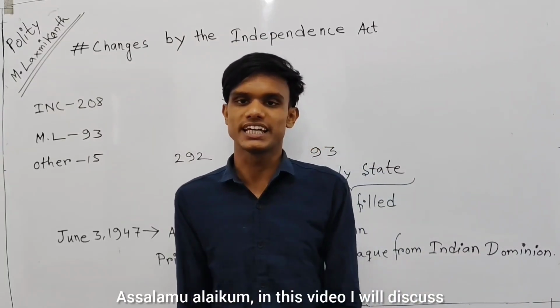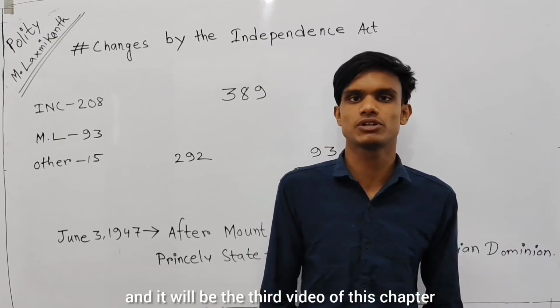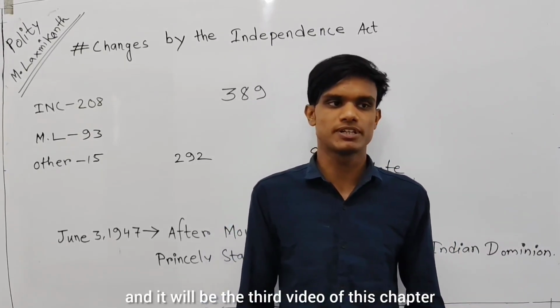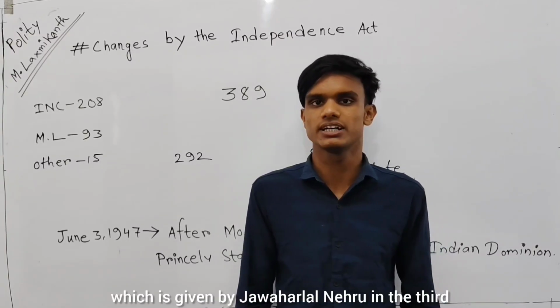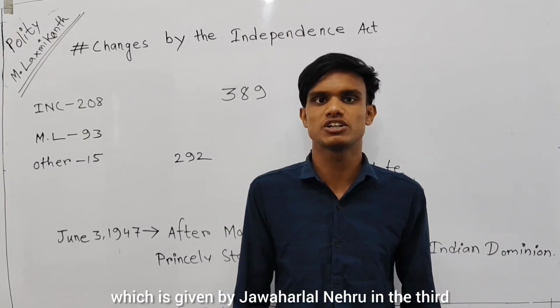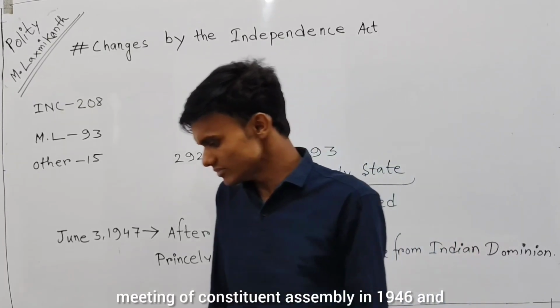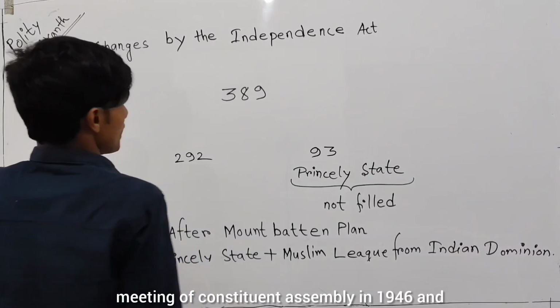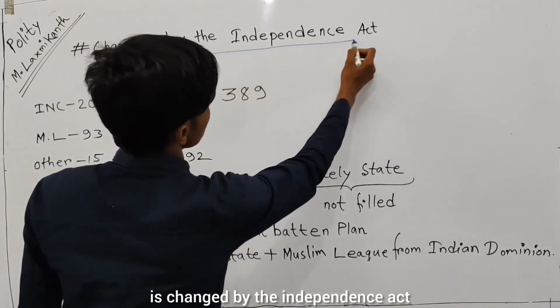Assalamu alaikum. In this video, I will discuss the second chapter of Indian polity, and it will be the third video of this chapter. In the second video, I discussed the objective resolution given by Jawaharlal Nehru in the third meeting of the Constituent Assembly in 1946. After the objective resolution, the next topic is the changes made by the Independence Act.